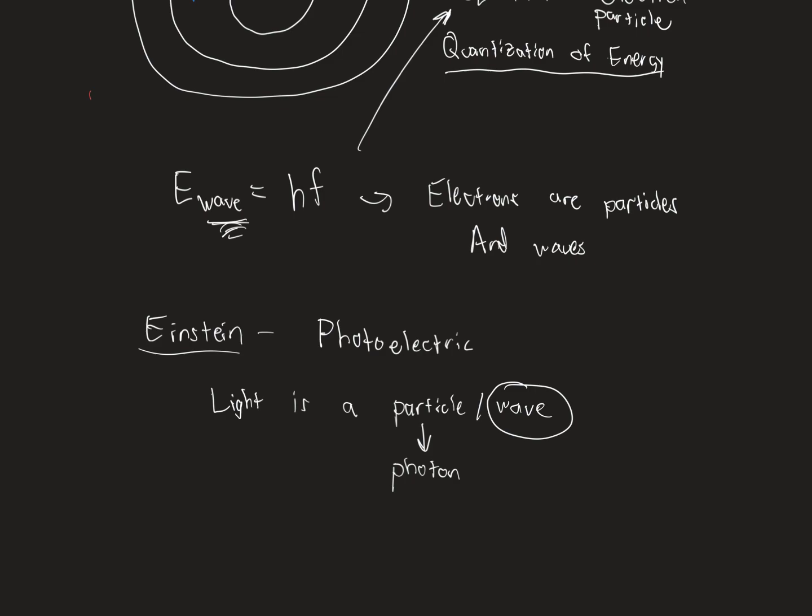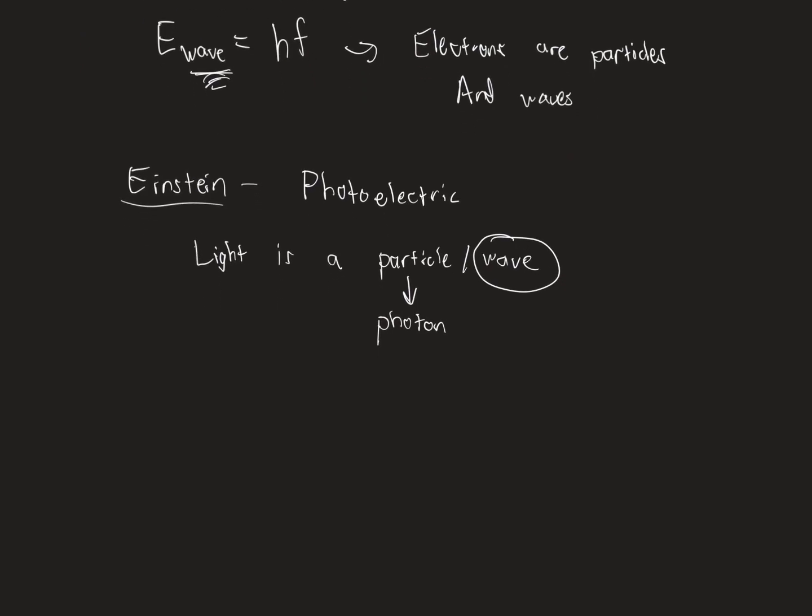Particle of light. We learned about that. Einstein said this, won the Nobel Prize for it. And there's an equation that lets us say this. The equation he figured out was KE equals hf minus BE.